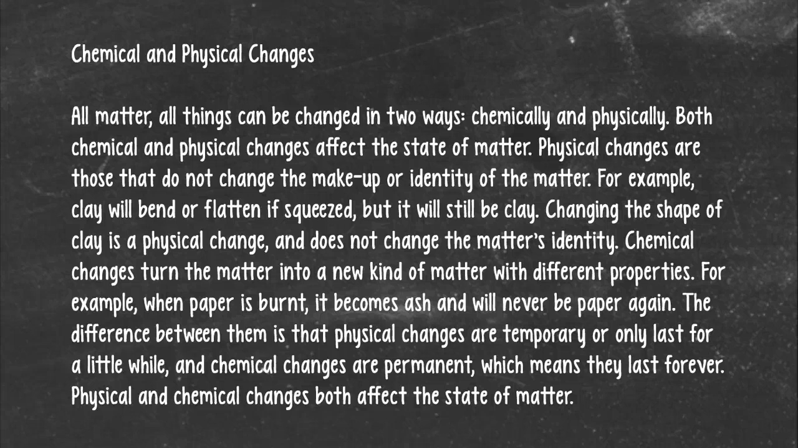Chemical changes turn the matter into a new kind of matter that will have different properties. For example, when paper is burned, it becomes ash and will never be paper again. The difference between them is that physical changes are temporary and only last for a little while, and chemical changes are permanent, which means they last forever. Right? So we've got a lot of details about chemical and physical changes.